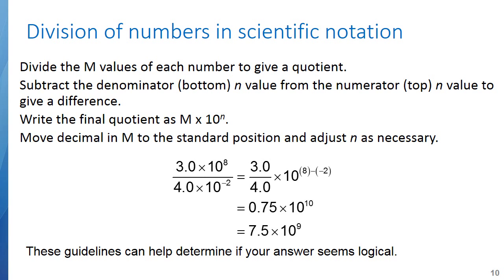All right, if you're dividing numbers in scientific notation, basically you're dividing the first two numbers. So in this case, you're dividing the 3 and the 4 to give us 0.75, and then you're subtracting the exponents. So it would be times 10 to the 8 minus a negative 2, or 10. So the answer would be 0.75 times 10 to the 10th. But because the decimal is not in the standard position, we have to move it to the right one, and so we have to decrease the exponent by 1.